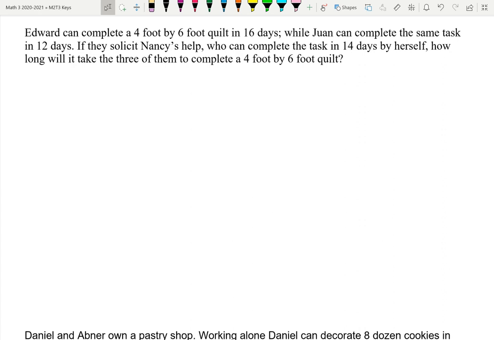So, Edward can complete a 4-foot by 6-foot quilt in 16 days, while Juan can complete the same task in 12 days. So there's these extra numbers, but basically they're saying that Edward can complete one quilt in 16 days, while Juan can complete the same task in 12 days. How much time will they work together? How many quilts are they completing?